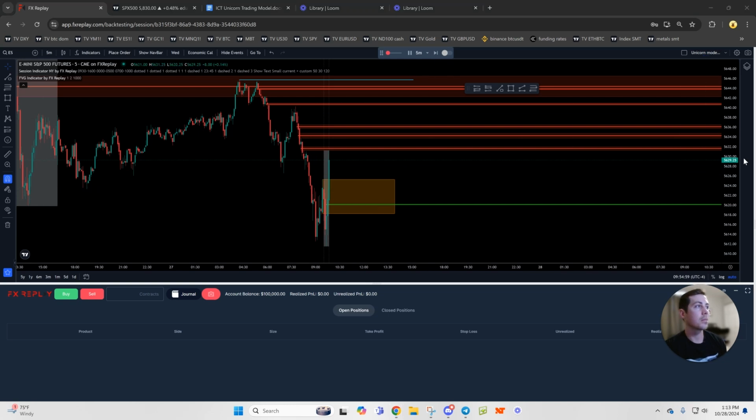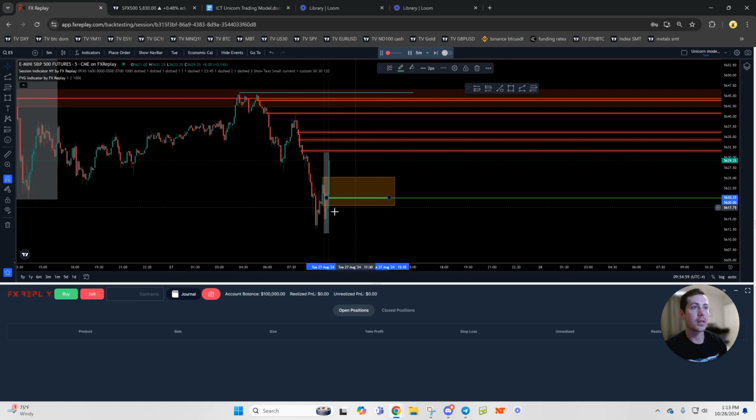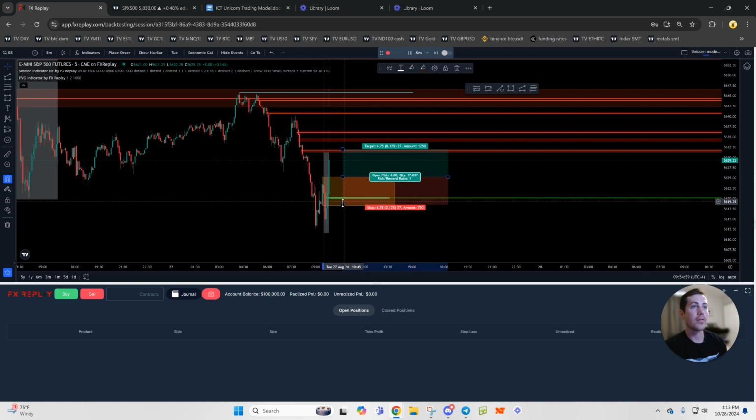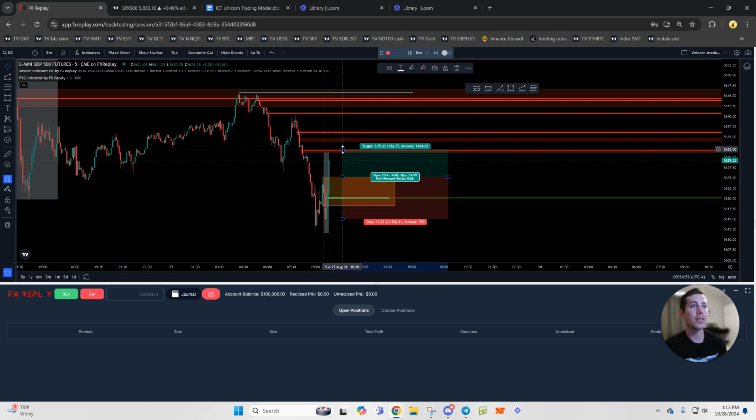Sorry, I'm going to move this out of my screen a little bit. We have displacement to the upside. We have a tiny fair value gap, but I'll go ahead and mark that out. So we have an overlapping breaker and fair value gap here. So pretty simple. Like I said, entry will be at the test of the breaker, and I'm going to use the body of our manipulation leg for the stop loss.